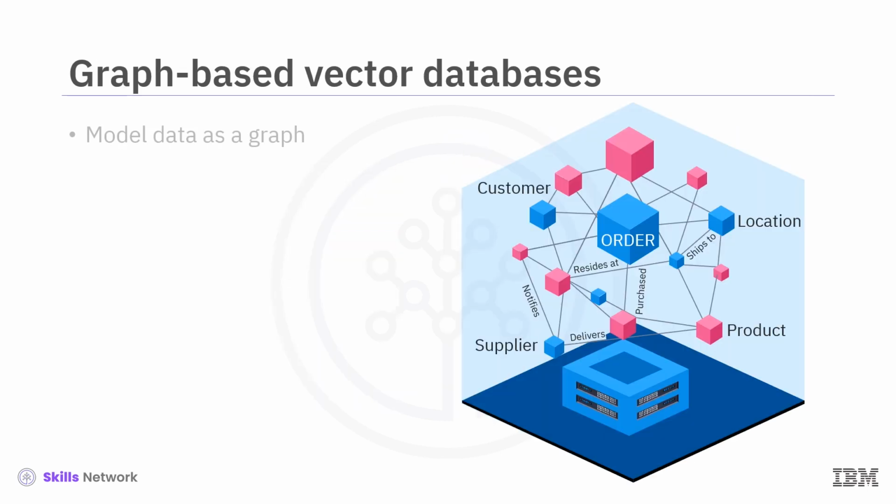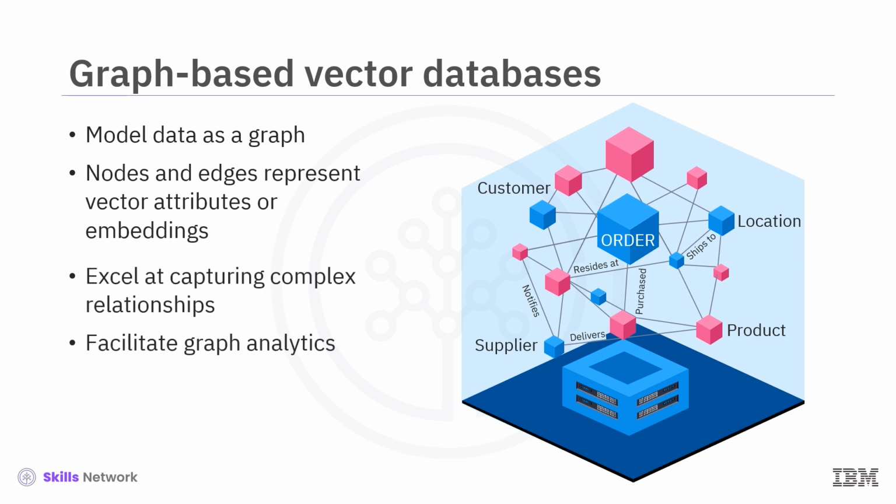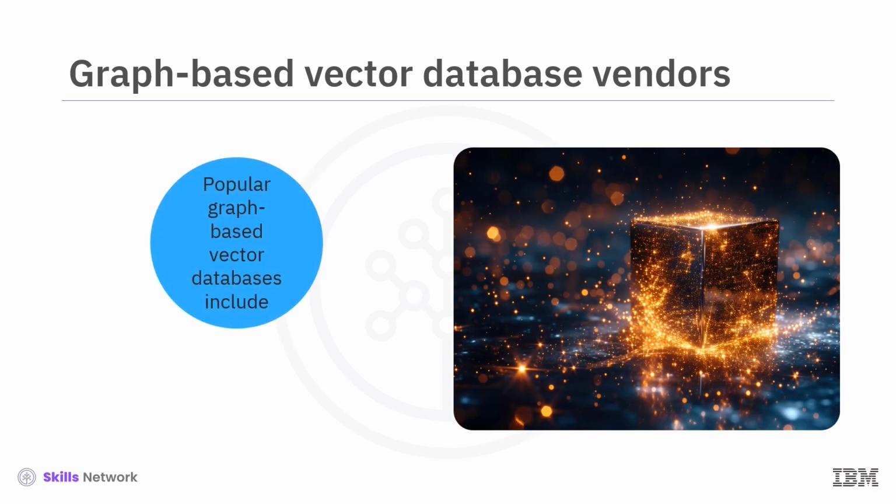Graph-based vector databases model data as graphs, with nodes and edges representing vector attributes or embeddings. These databases excel in capturing complex relationships and facilitating graph analytics. Graph-based vector database vendors include Neo4j, Amazon Neptune, and TigerGraph. For example, Neo4j is a graph-based database that supports storing vectors as node properties or attributes. Neo4j allows queries and vector data analysis within the context of a graph. Neo4j capabilities support social network analysis, recommendation systems, and knowledge graphs.